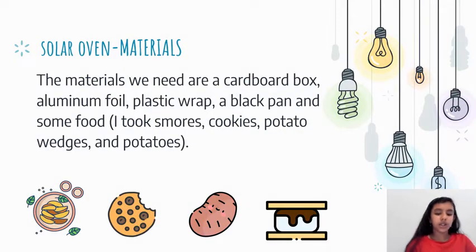Materials used for the solar oven. I used a cardboard box, aluminum foil, plastic wrap, and duct tape to make the homemade solar oven. I used a black pan to put food inside the oven. The foods I used to cook were s'mores, cookies, potato wedges, and potatoes.